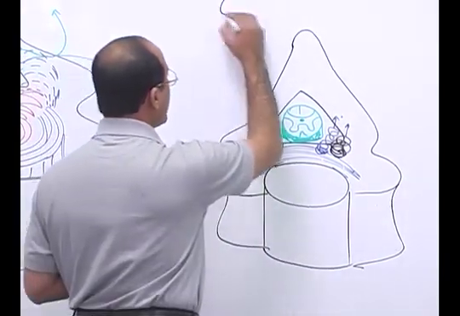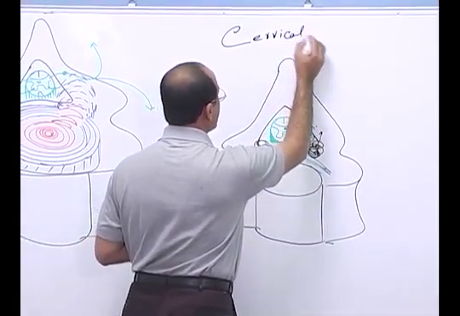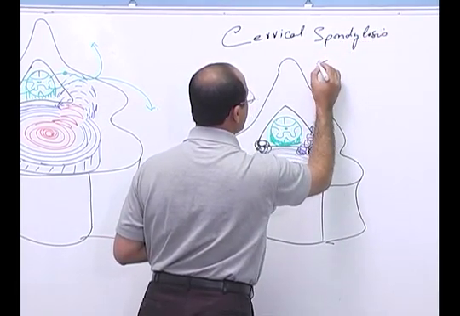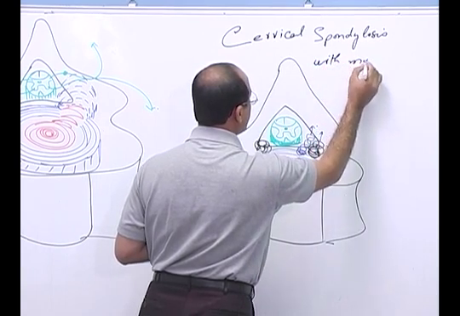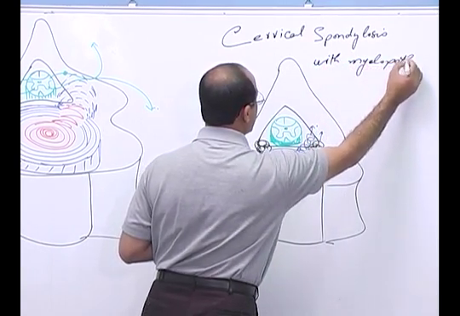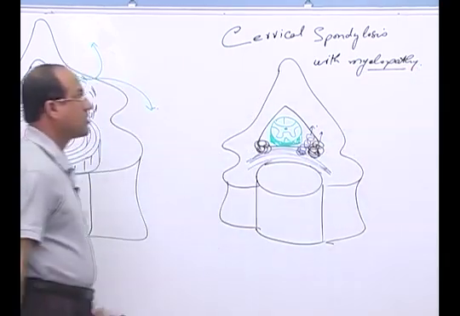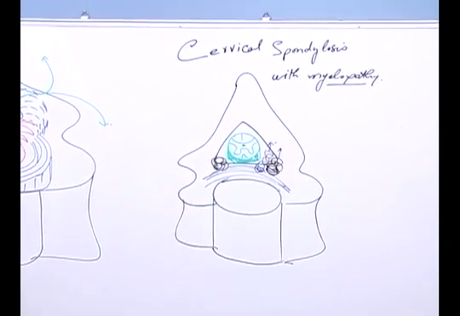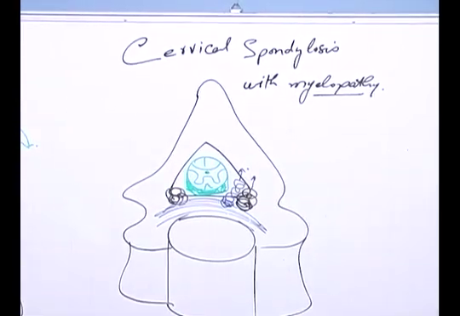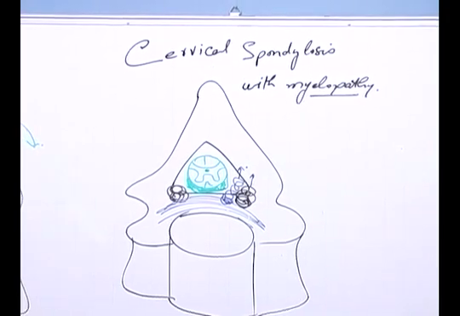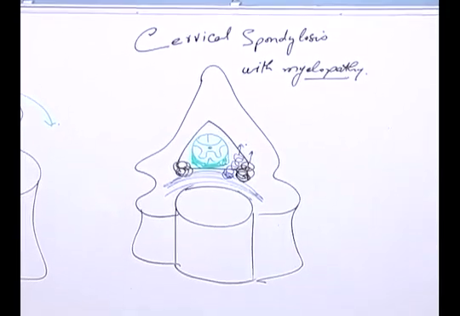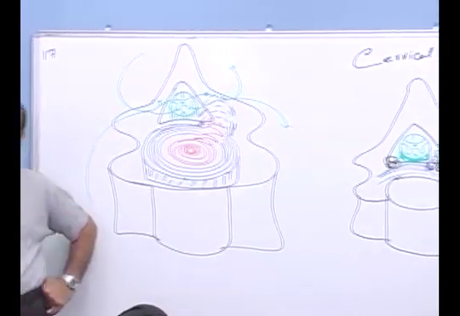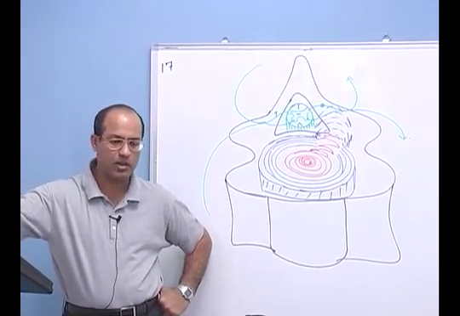Cervical spondylosis with myelopathy. It is the most common type of myelopathy. Myelopathy means pathology with the spinal cord. So this is the most common type of myelopathy. So what is the most common type of myelopathy? Cervical spondylosis leading to myelopathy.